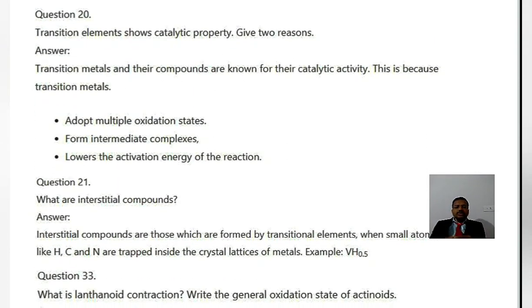Question number 20. Transition elements show catalytic property. Give 2 reasons. This also we already discussed. Transition metals and their compounds are known to exhibit catalytic property because of the following reasons. First, they are able to adopt multiple oxidation states. That means, due to the incomplete d orbitals, they are able to adopt different oxidation states and thereby link with different elements. Second, they are able to form intermediate complexes. The third one is that they lower the activation energy for the reaction. Lowering the activation energy means it is easier for the reaction to occur. So these are the 3 reasons.